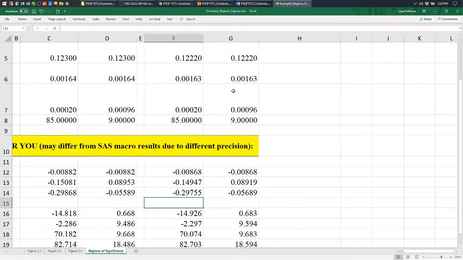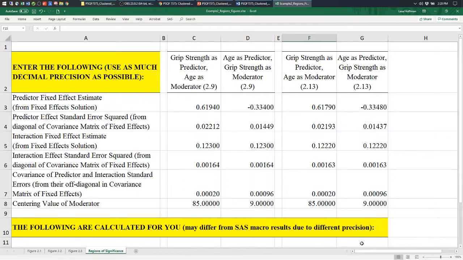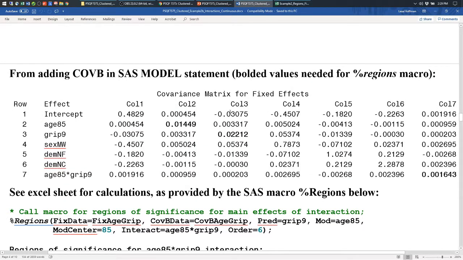So here are the things that you would need to tell it. If I'm thinking of grip strength as the predictor first and age as the moderator, that's one way I can go. We need the fixed effect for the predictor's effect, its standard error squared, the interaction fixed effect, its standard error squared, and the covariance of the predictor with the interaction term, as well as the centering value of the moderator. So the fixed effects come from the solution for fixed effects, the standard error squared, and the covariances come from that Cove B matrix that I just showed you, right here.